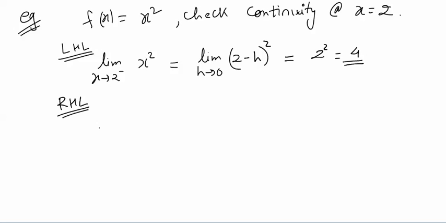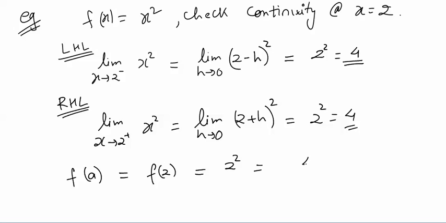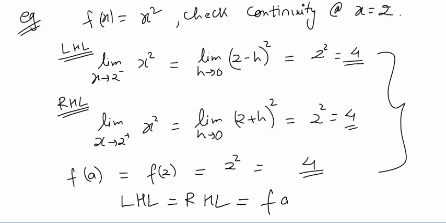RHL, if you find out, it is limit x tends to 2 plus of x square, that is nothing but limit h tends to 0, (2 plus h) whole square. Again, if I substitute the limit, 2 square, that is 4. And if I want to find out f of a, that is f of 2, and that is nothing but 2 square, so that is also 4. So you can see these all three are equal. So can I say that LHL is equal to RHL is equal to f of a?